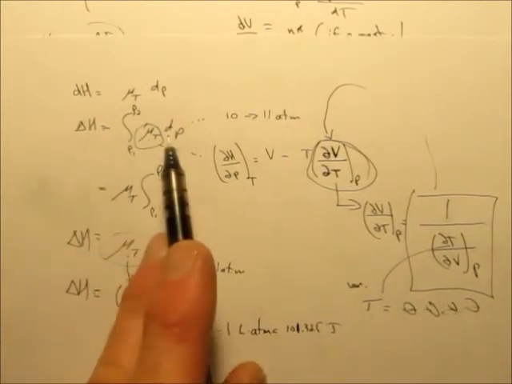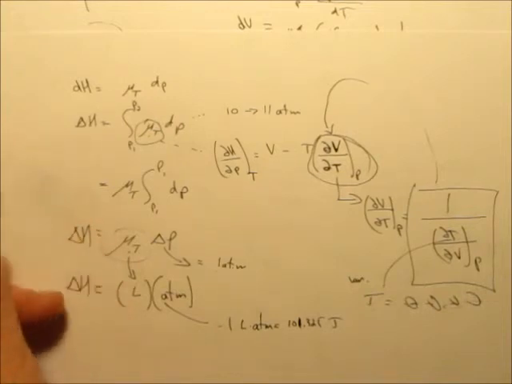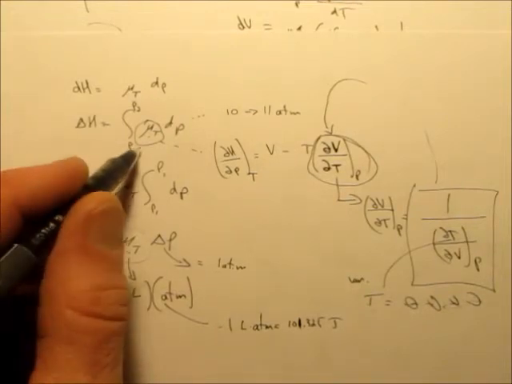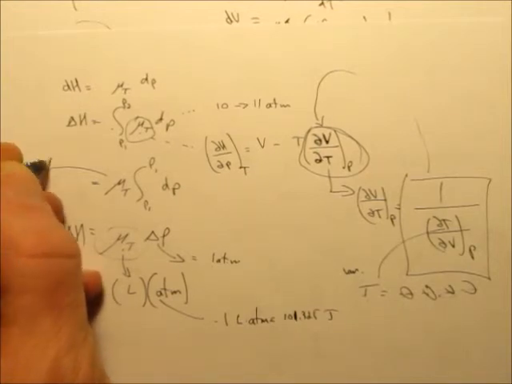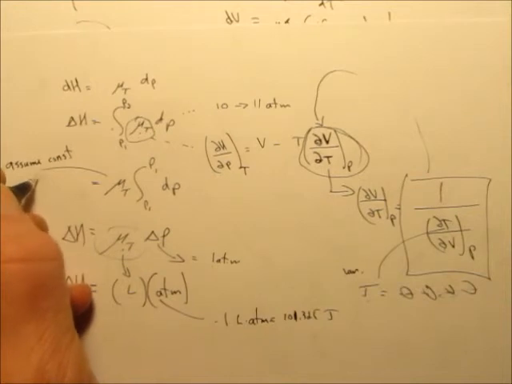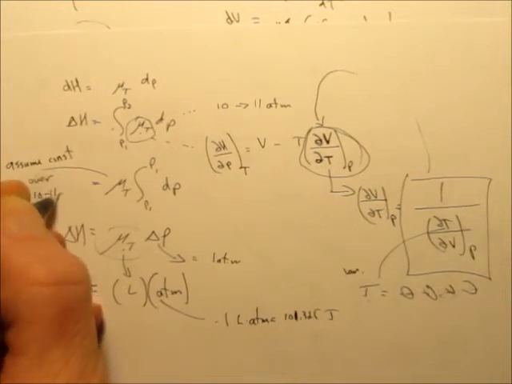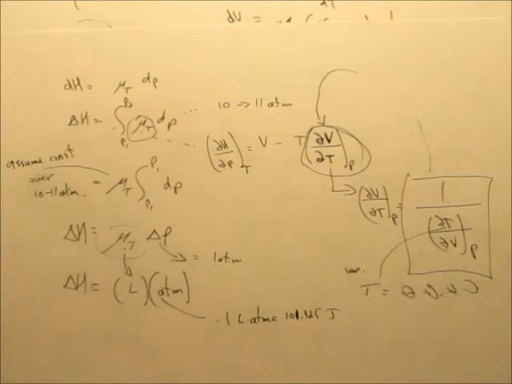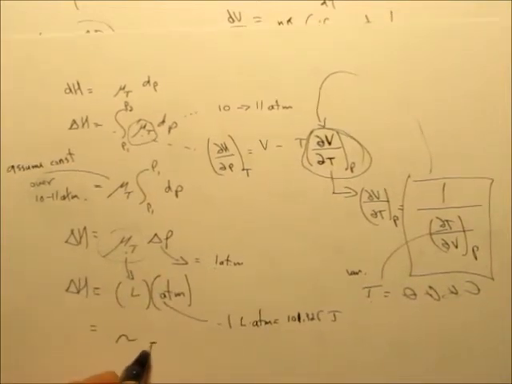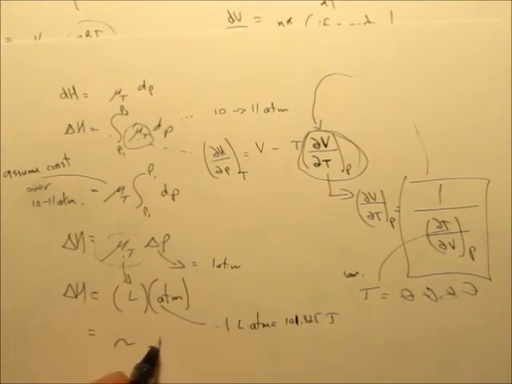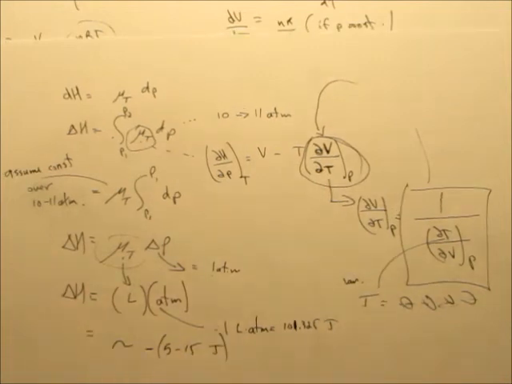To get the change in enthalpy because of pressure, you would have to make the assumption right here. You take it out front. We're going to assume it's constant over the 10 to 11 atmospheres of pressure change. So we can just do this. And your final answer is approximately a negative number that is somewhere between 5 and 15 joules. So if you have a number outside that range, you know it's wrong. I don't want to give away the exact number, but that's it in a nutshell.